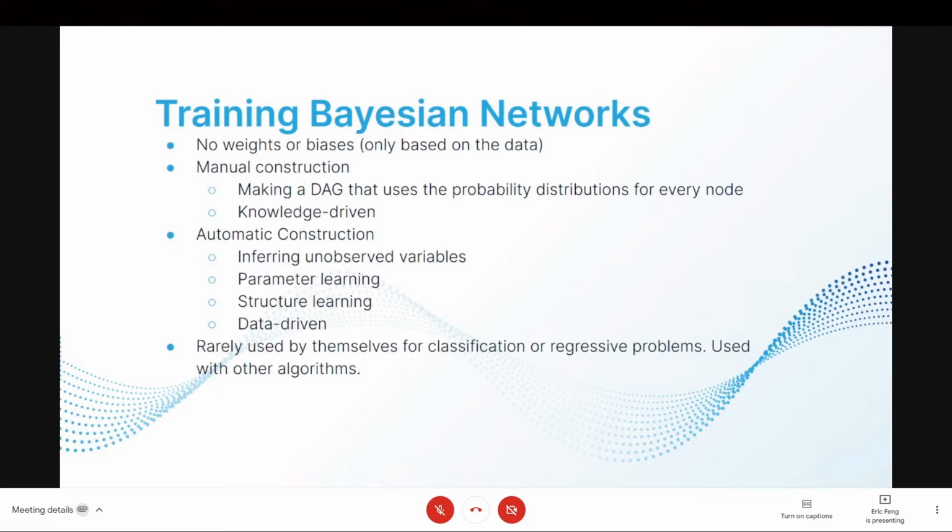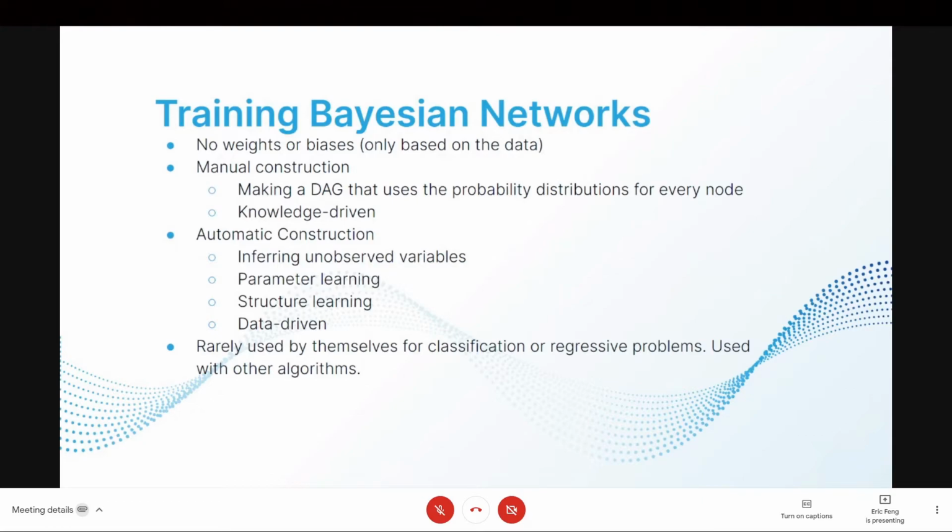The network updates knowledge of the state of its variables when new evidence is observed. So for new evidence variables, it updates the prior distribution using Bayes' theorem and calculates the posterior distribution. This method, which we talked about earlier, is called probabilistic inference.